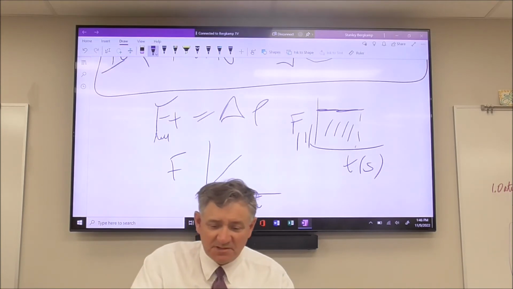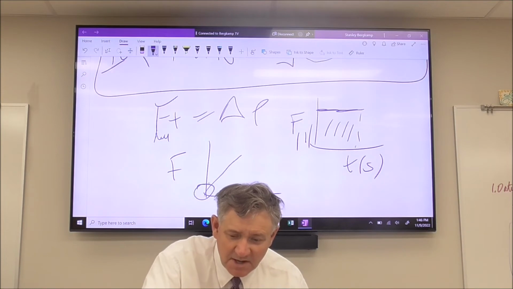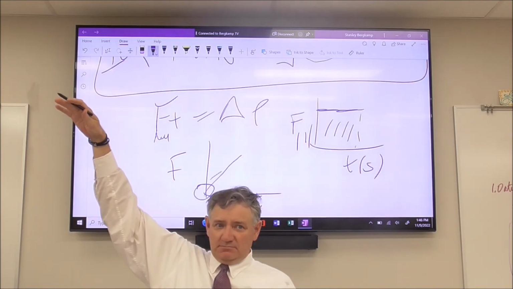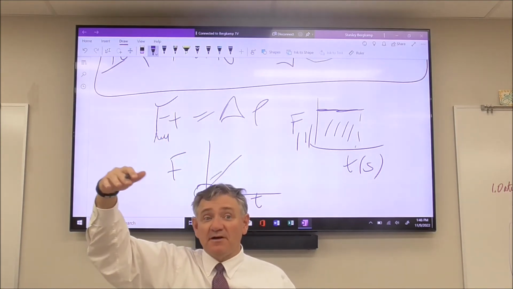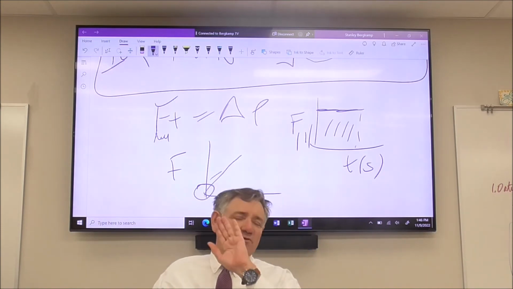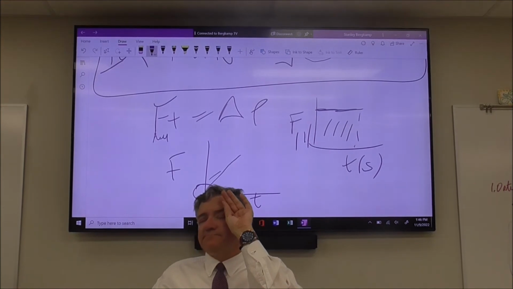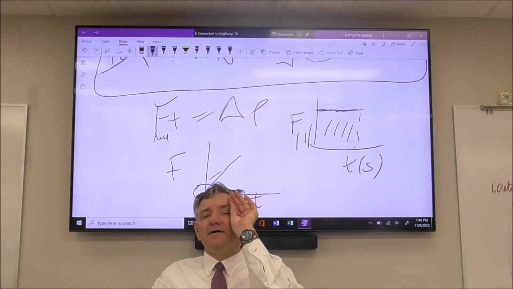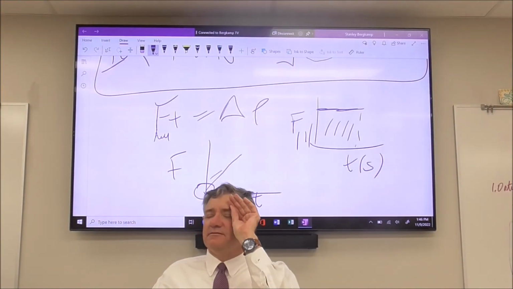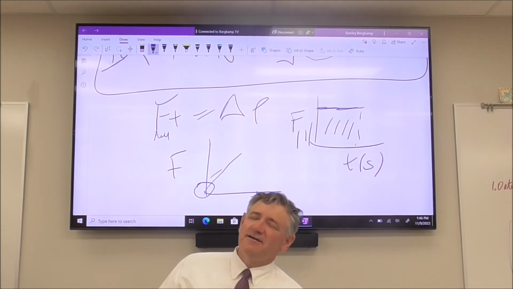But think about this. I'm starting with no force, right? And the force is getting bigger and bigger and bigger. Someone says you're going around a tighter and tighter corner. No. Do not throw corners into this. Or you hit a pole. No. It's a linear graph.